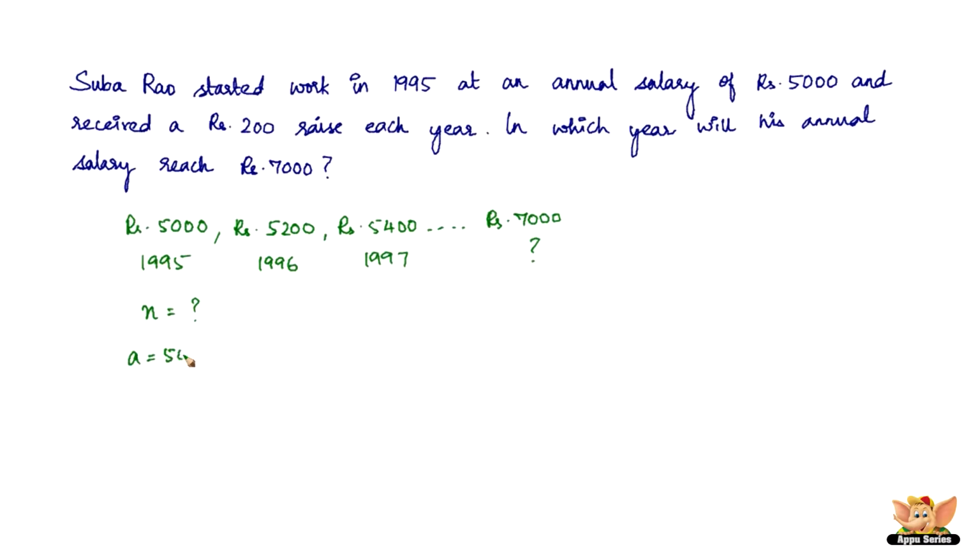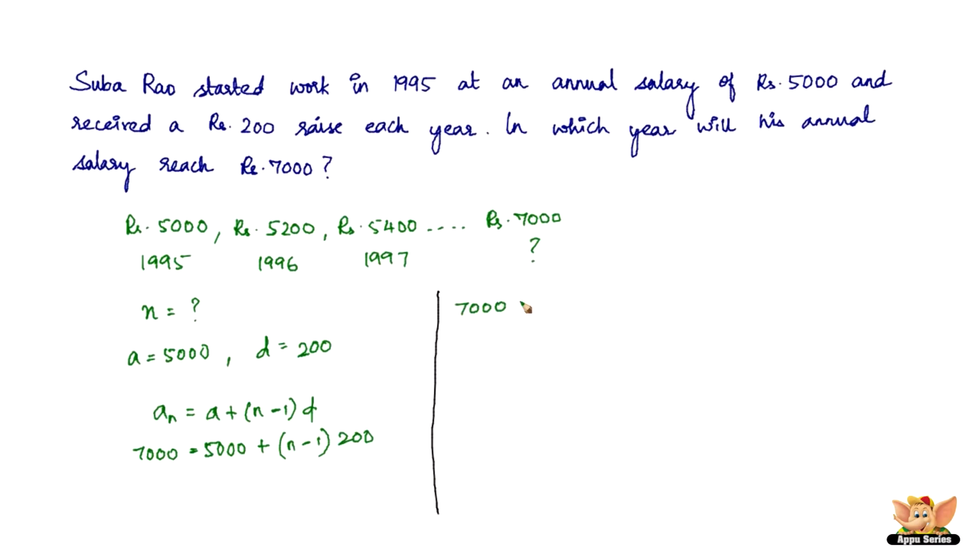So now, a equals 5,000. And the difference, by how much it increases, is d equals 5,200 minus 5,000, or 5,400 minus 5,200, which is 200. So now we have to find which term 7,000 is. So it is a_n equals a plus (n minus 1) into d. So a_n is 7,000, a is 5,000. We do not know n, so (n minus 1) times 200, right? So now we have 7,000 equals 5,000 plus 200n. 200 into n is 200n. 200 into -1 is -200.